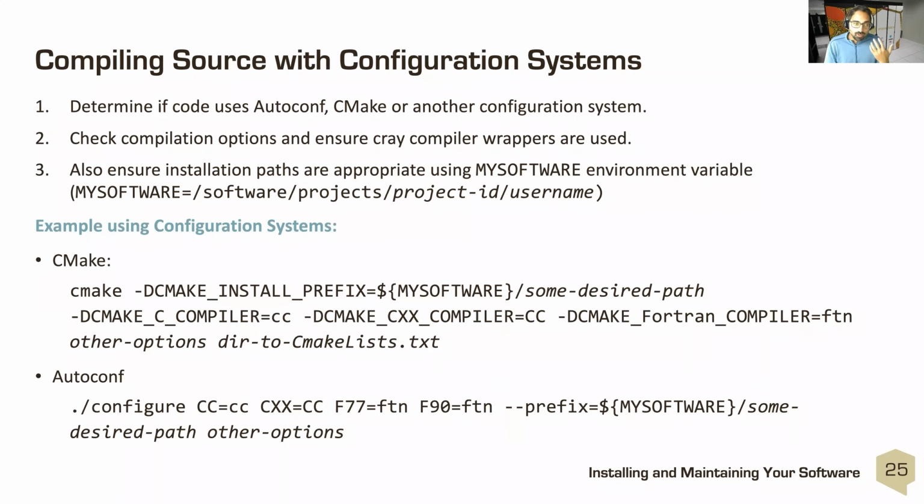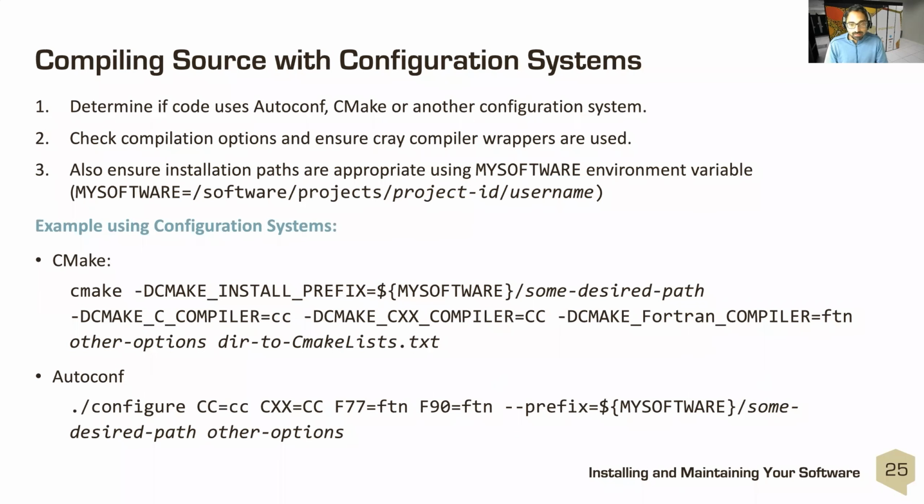The idea would be you can use these build tools, just make sure that you actually use the Cray wrappers correctly and point to the appropriate paths, such as /software/projectID/username. That's all encapsulated, by the way, in the MYSOFTWARE environment variable, so you can just use that. Here's an example of trying to build with CMake, where you would call cmake. You'd make sure that the CMake install prefix is the MYSOFTWARE environment variable and then some desired path for the software. The key thing is to make sure you use the compiler wrappers and not the compilers themselves.